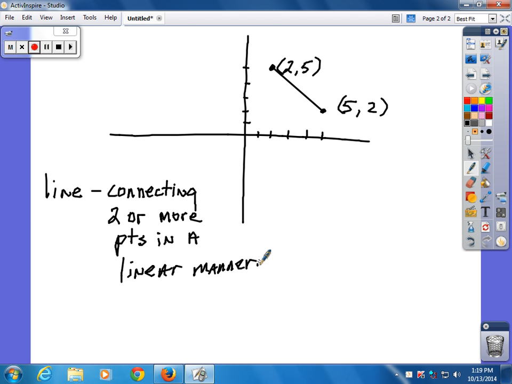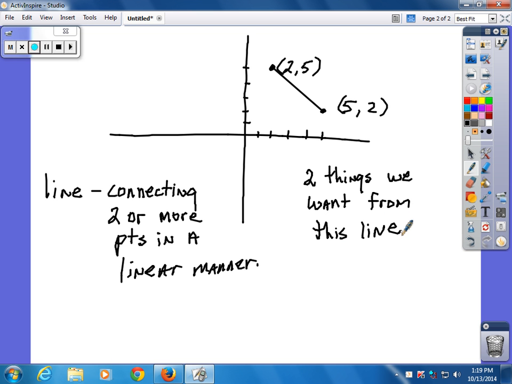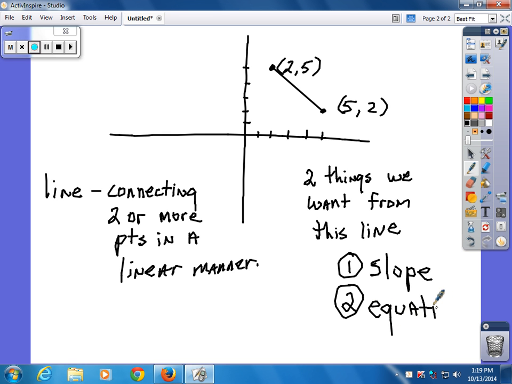Now, there's 2 things I can tell you about this line. 2 things we want from this line. One is the slope. And 2 is the equation. And we're not talking about graphing. Graphing is the second part. We're talking about finding information from a line.